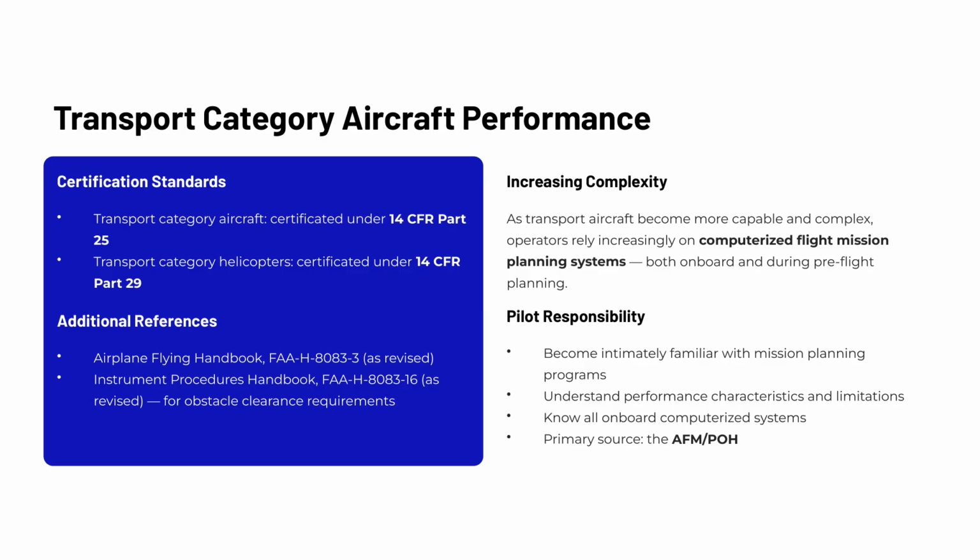You must become intimately familiar with any mission planning programs you use, understand the performance characteristics and limitations of your specific aircraft, and know how every onboard computerized system operates. However, regardless of what any planning tool tells you, the Aircraft Flight Manual or Pilot's Operating Handbook remains your primary and authoritative source for performance data. Never allow automation to substitute for your own informed judgment.